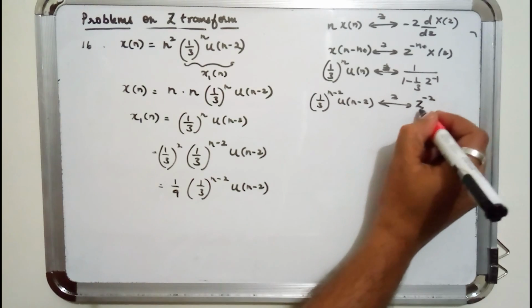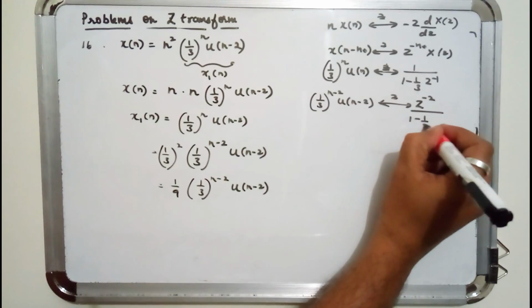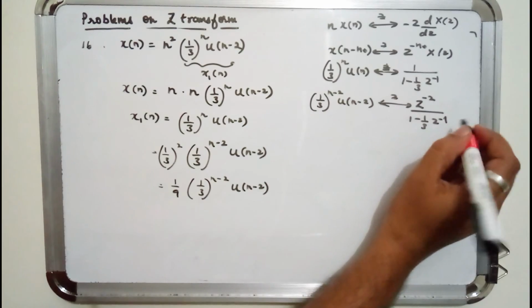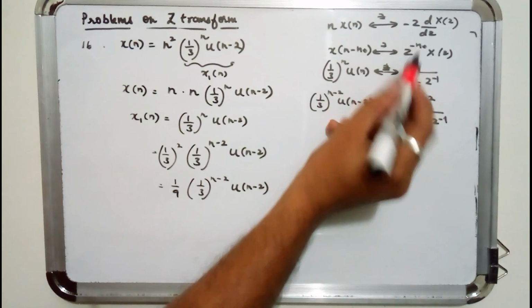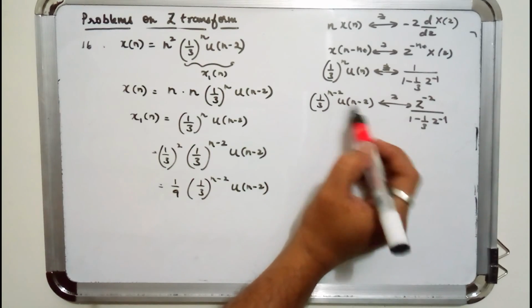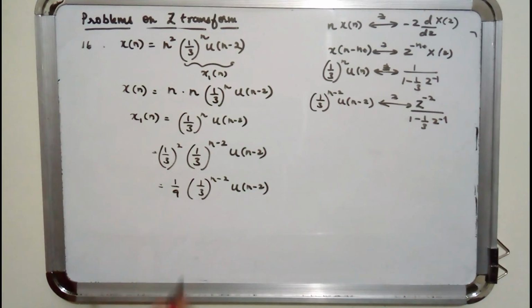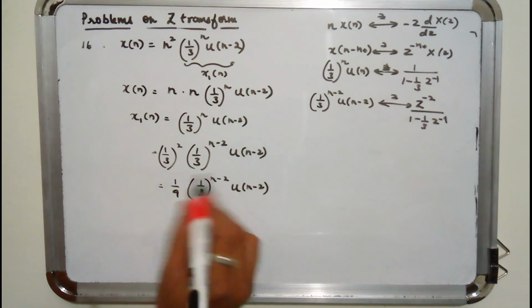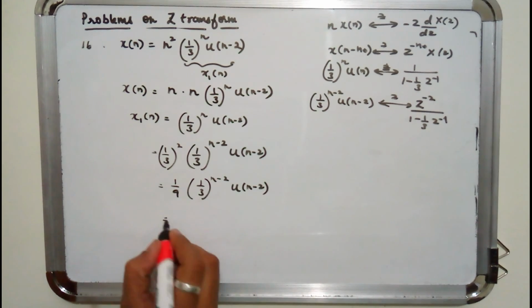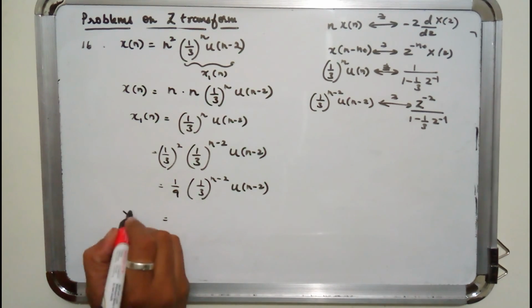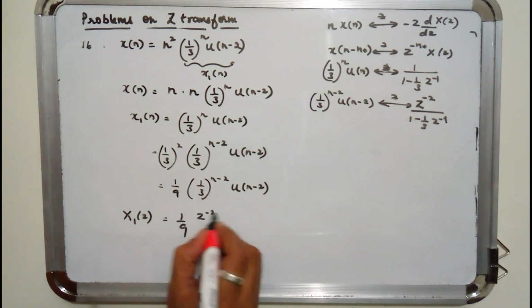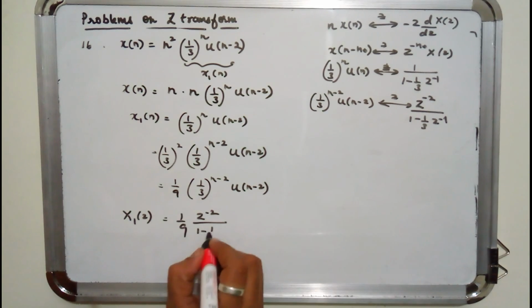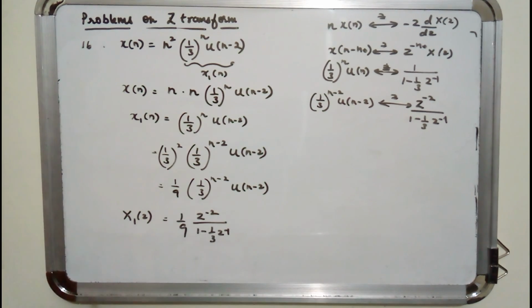So z power minus 2 divided by 1 minus 1 by 3 z power minus 1. Are you guys clear here? Because this shift will become the power of z. So the shift here became the power of z. So here the z transform of this would be, that means x1 of z is 1 by 9 z power minus 2 divided by 1 minus 1 by 3 z inverse.